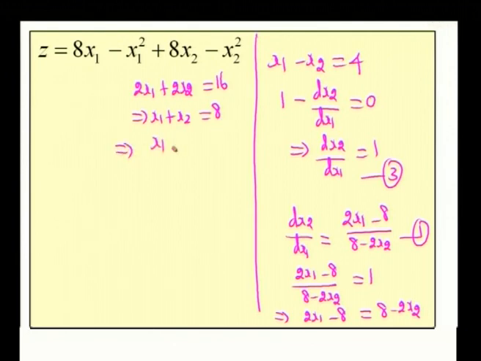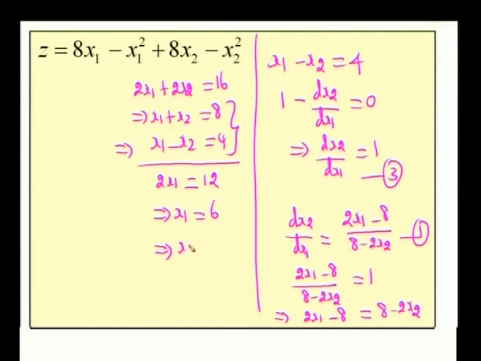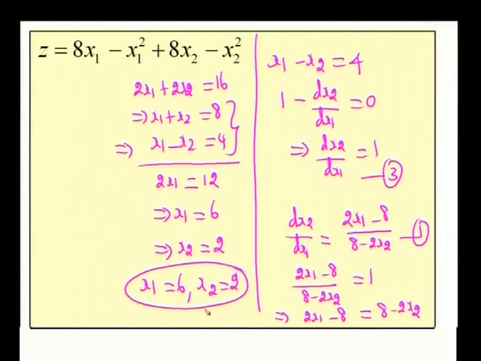Already we have the line x1 minus x2 equal to 4. Now, we solve these two equations and get 2x1 equal to 12, which gives us x1 equal to 6. Since x1 equal to 6, from x1 plus x2 equal to 8, x2 equal to 8 minus 6, which is 2. So, as far as the line x1 minus x2 equal to 4 is concerned, x1 is 6 and x2 is 2. This means the tangent of the circle to the line x1 minus x2 equal to 4 is at the point (6, 2).